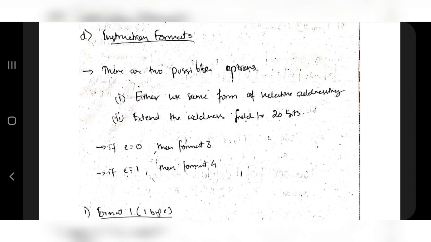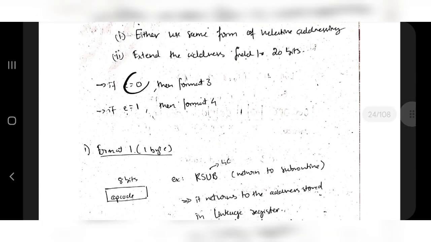Okay. So there are 2 possible options: either use the same form of relative addressing, or extend the address field to 20 bits. Since XE has a bit more memory, we'll be extending the bits. Instead of 12 bits, we'll have 20 bits. Okay. So if E is equal to 0, or E is equal to 1, I'll be discussing this now, what is format 3 and format 4.